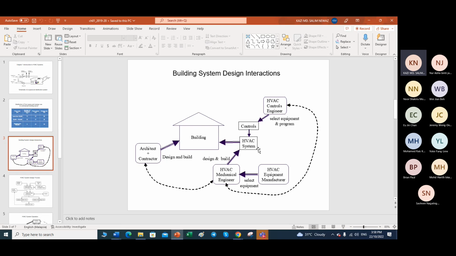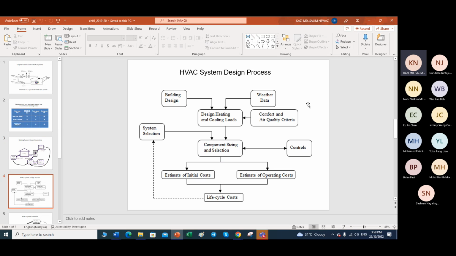Realizing all these things, we can see that the building system design interactions are interactive with each other. It is not one party that will do it; it looks like a joint effort to successfully get all these things done. Then we move further to the HVAC system design process.